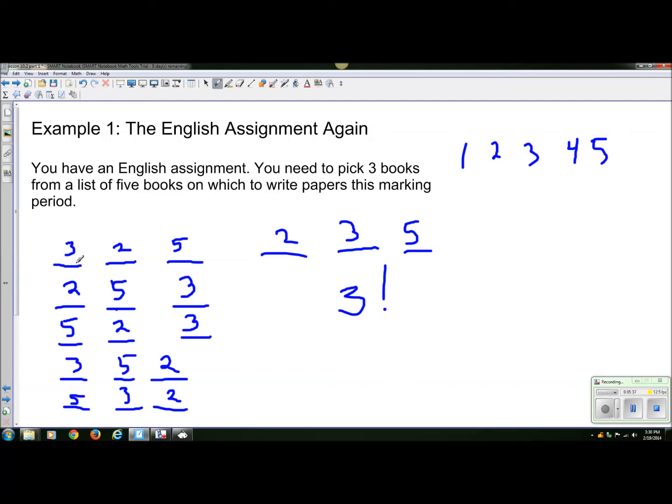And because they're all the same, I need to get rid of that. So there are 60 ways to permute the books. But I also know that there are 3 factorial ways where each selection of books is really a duplicate of one another if order doesn't matter. And 3 factorial is 6, right? There's 6 different ways to rearrange those. So 60 divided by 6 gives us 10 different ways to do this.